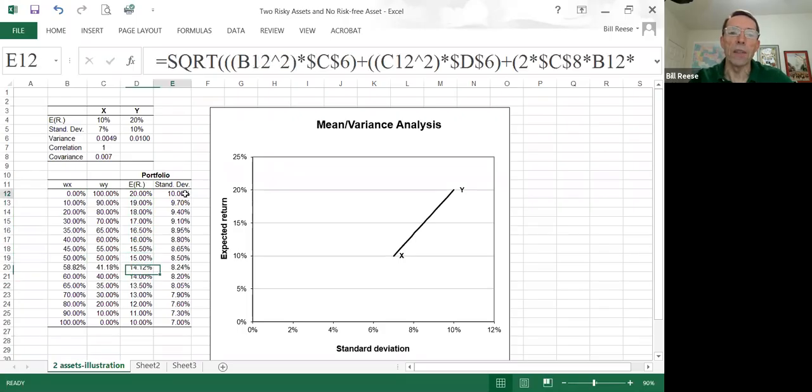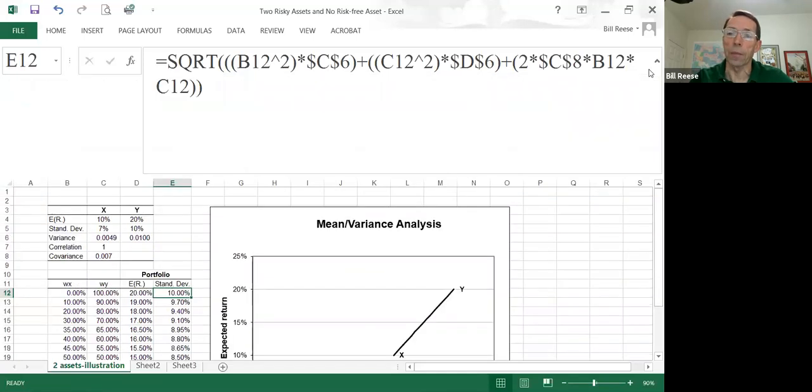Now, for the standard deviation of the portfolio, it's going to be the square root of the variance. Okay, let me bring this down. It's the square root of the variance. So what is the variance? It's going to be the addition of the cells in a weighted variance covariance matrix.